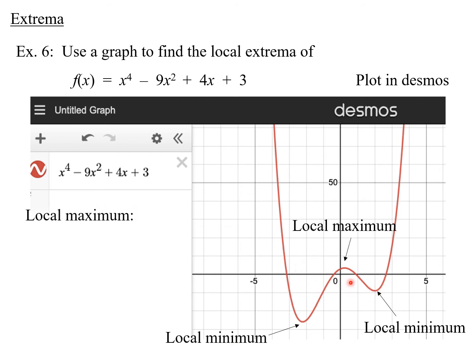And so I'm going to say that the local maximum is around, I don't know, 0.3-ish. And then there's a local minimum there at, I don't know, negative 2.2. And then this one I called at 2. Answers might slightly vary there, but we should all be in the same ballpark to find the local maximum and local minimum. So we can simply find those with a graph, and that's how to find extrema. Okay.